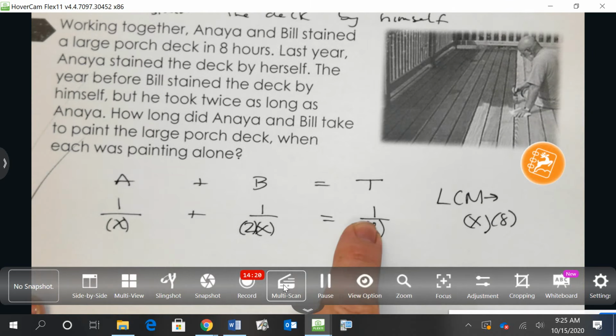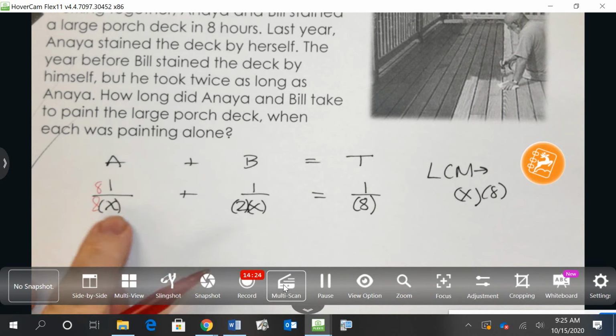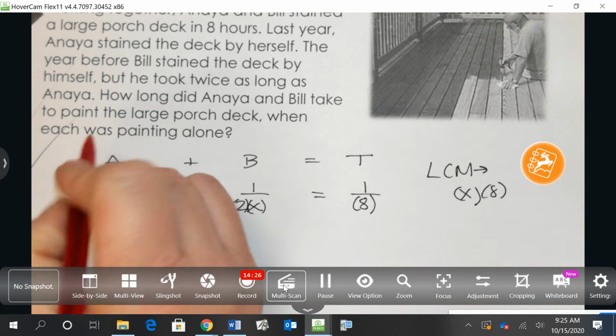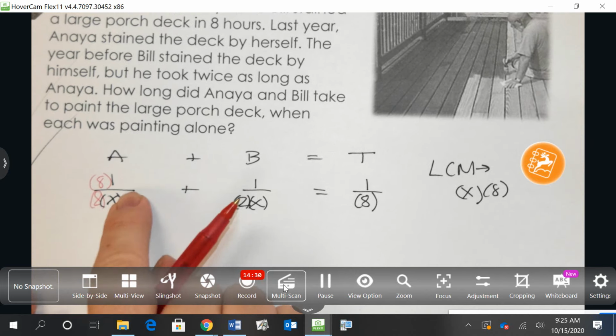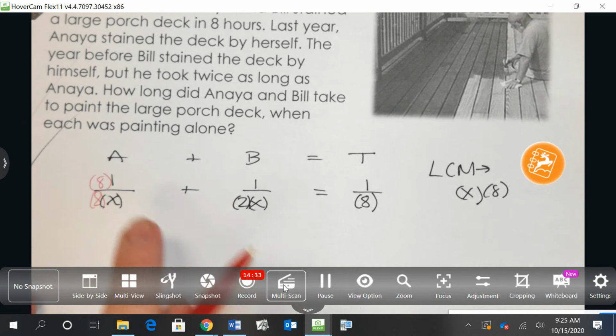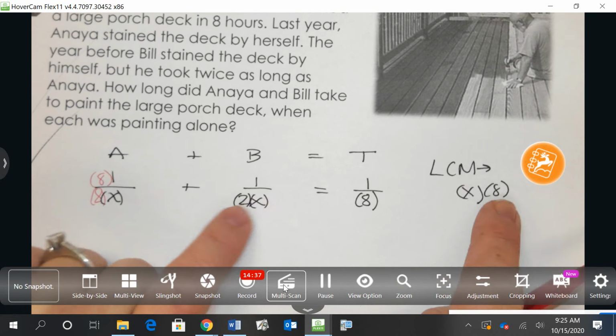This is the original. Keep that in mind. This is missing an 8. So 8x, okay, whatever you do to the bottom, you must also do to the top to keep the original fraction with the same value. So this has an x, great, but it only has a 2. I don't want a 2, I want an 8.